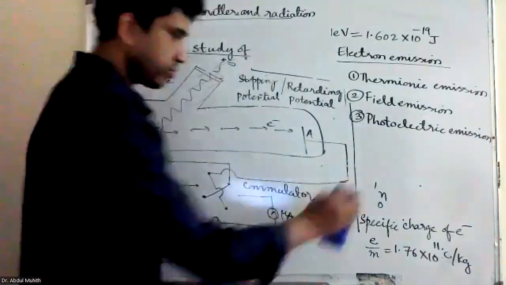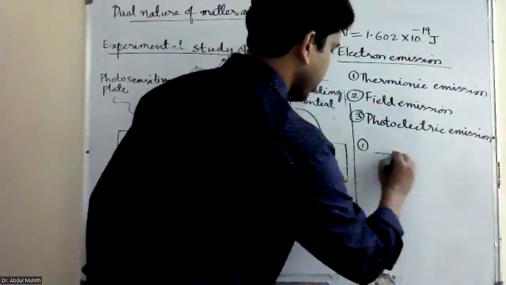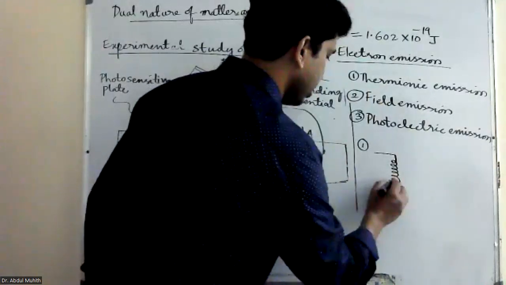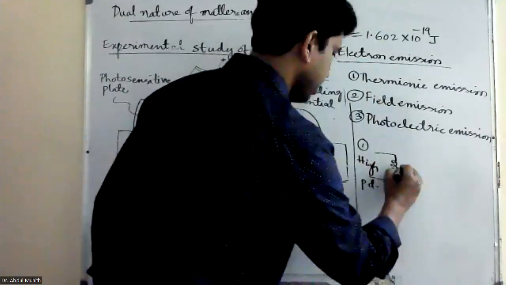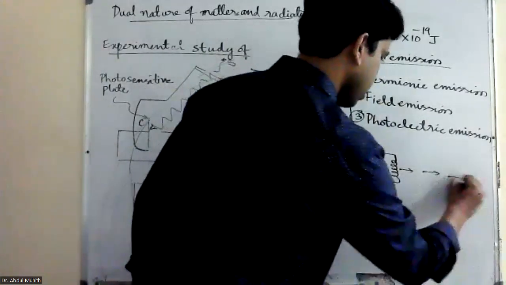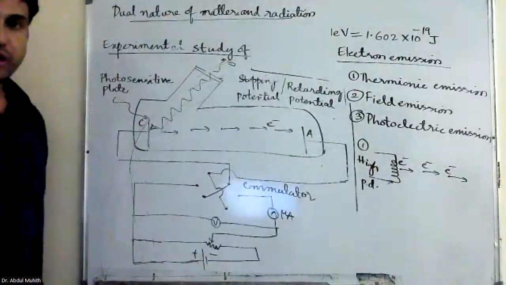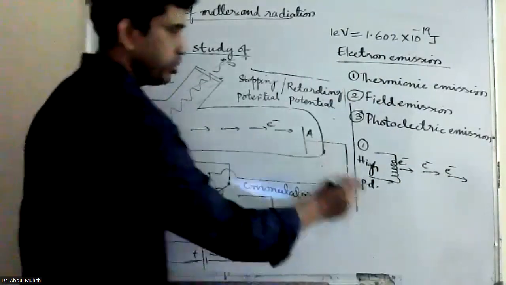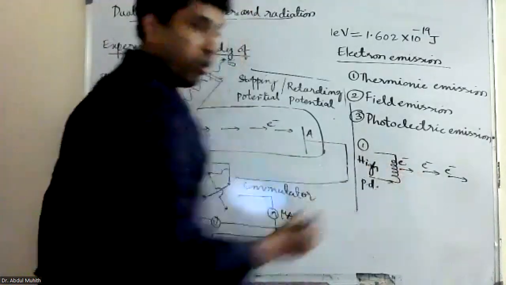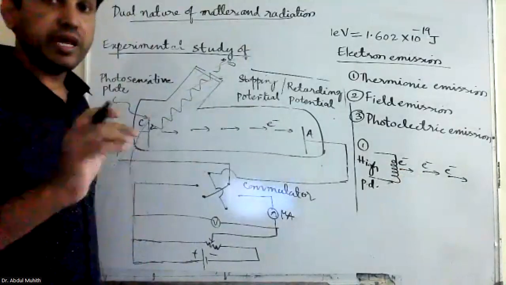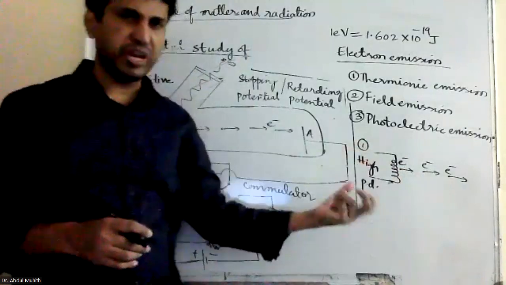Now in the first emission, we take a filament and apply a very high potential difference. When we apply it, the filament becomes heated and electrons start coming out, ejected outside. This type of emission is known as thermionic emission, and the electrons are known as thermal electrons. Once again, you take a filament and heat it, meaning apply a high potential difference.